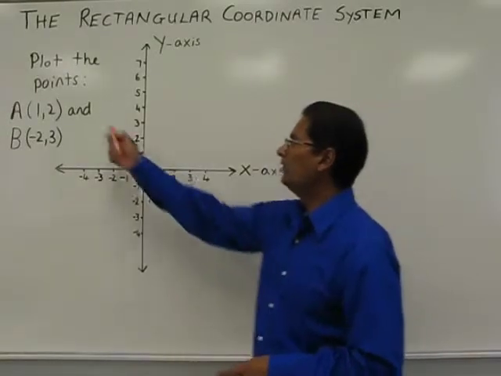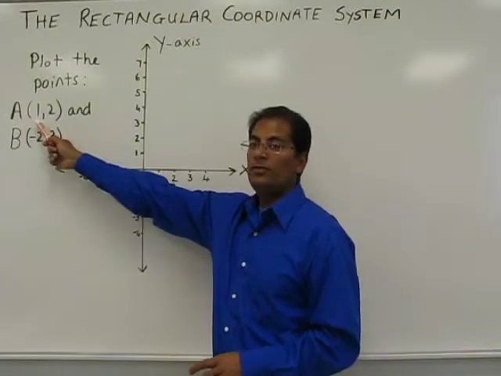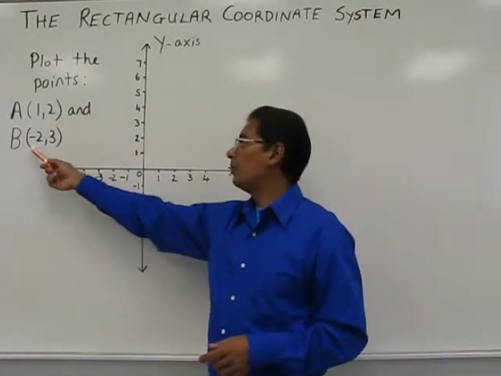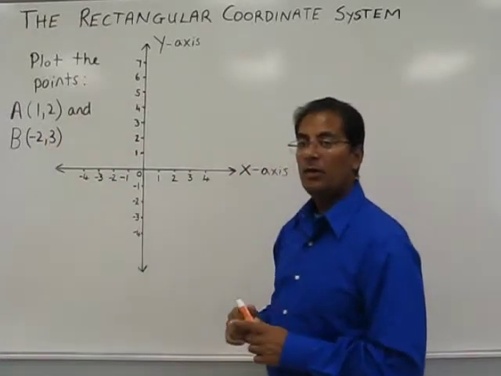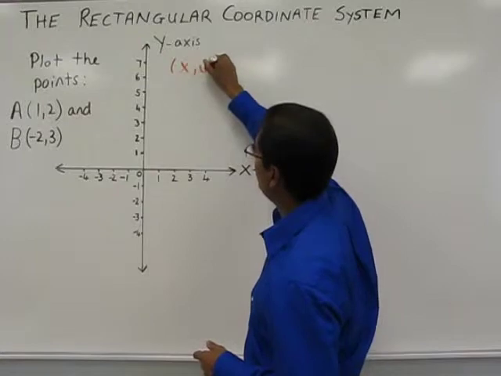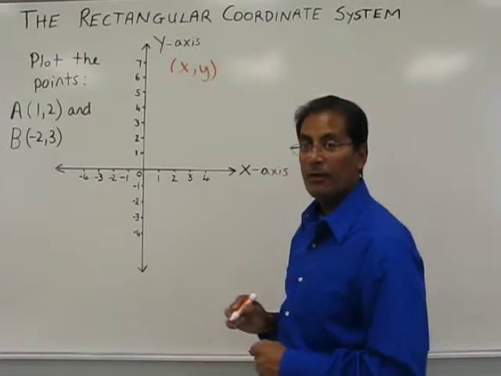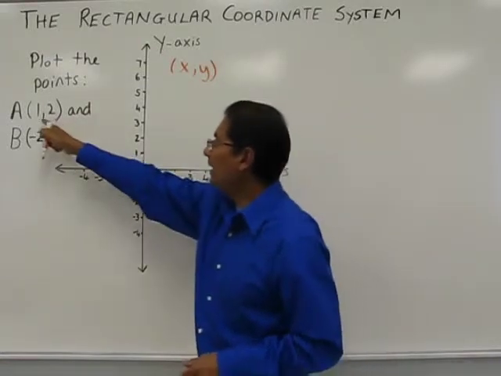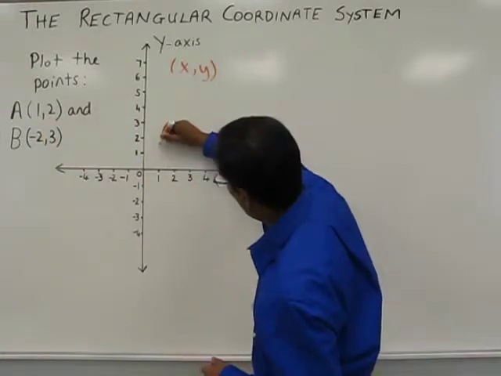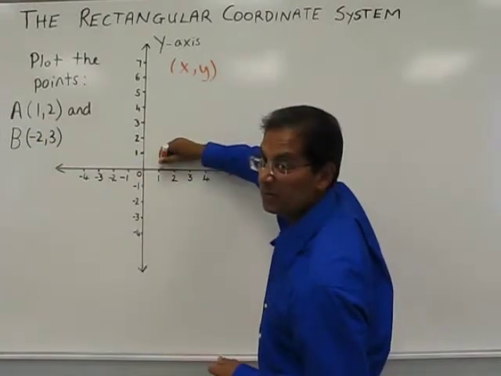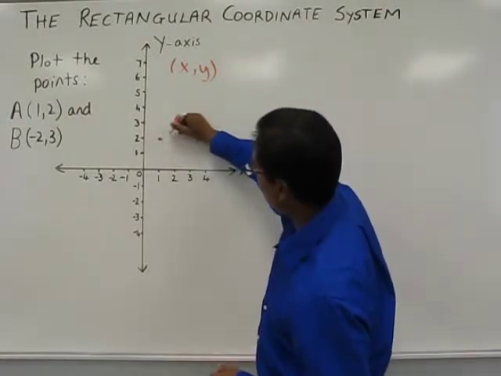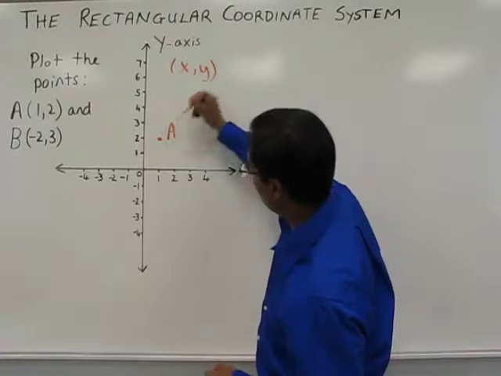Let's plot the point A, which has coordinates (1, 2), and the point B, which has coordinates (-2, 3). Note, when we write a point, always the x value goes before the y value. So the point A has x equal to 1, y equal to 2. Where they meet is about here, so that is point A.